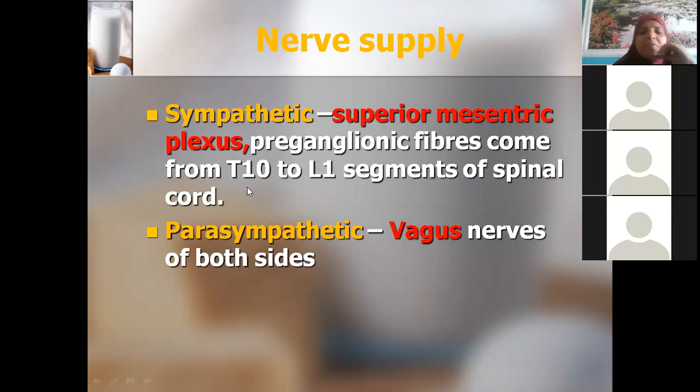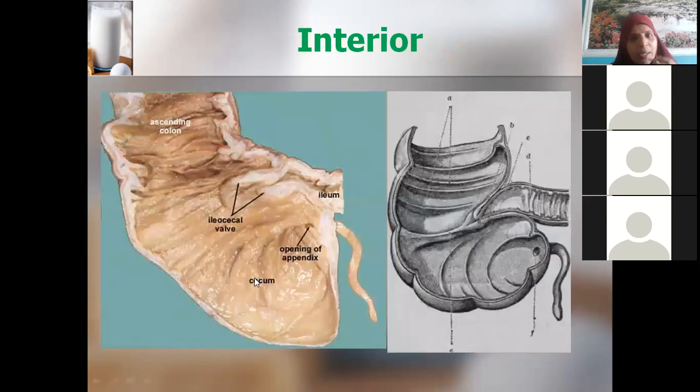Yesterday also same nerves we found. In fact, sympathetic is superior mesenteric plexus. Okay, root value is T10 to L1 segments. This is lower down. No? Parasympathetic is always for the abdominal contents. Parasympathetic is vagus. Okay. Now coming to the interior of the cecum.